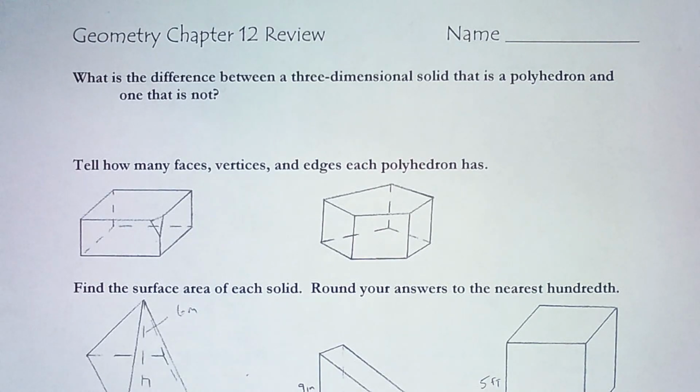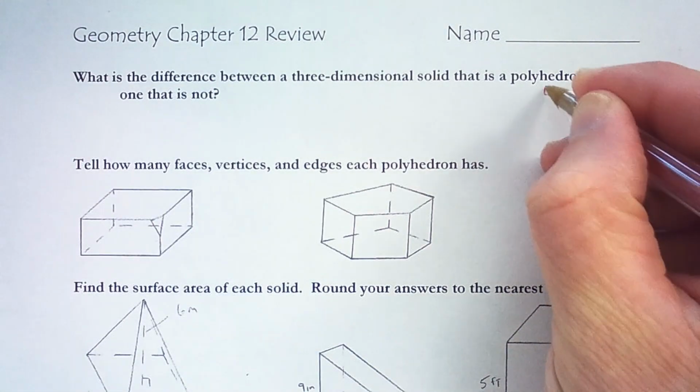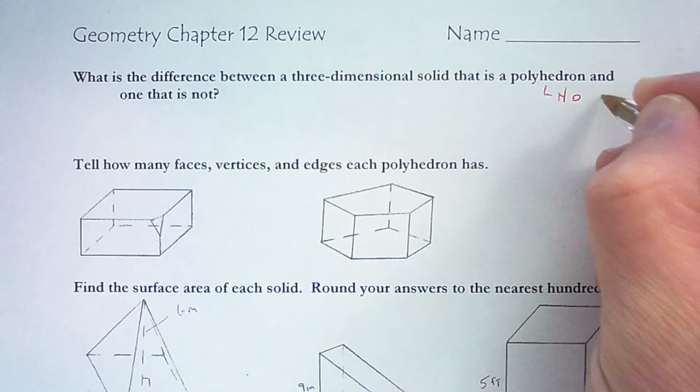Hey everybody, in this video we are going to talk briefly about polyhedra and their faces, vertices, and edges. So first, what's the difference between a three-dimensional solid that is a polyhedron and one that is not? The difference is simply that a polyhedron can have no rounded edges.